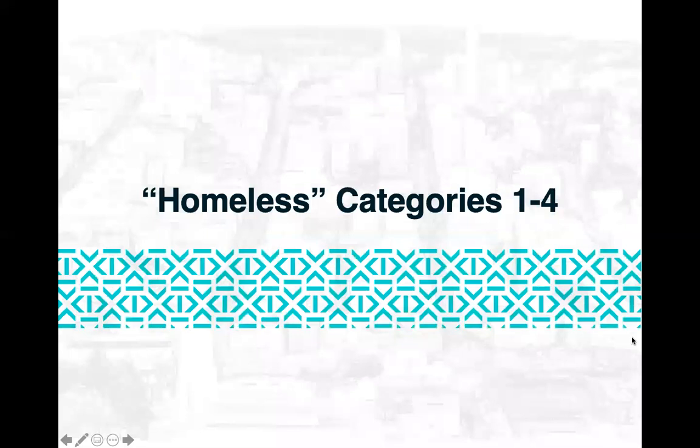Right, starting with HUD's 4 categories of homelessness. So again, not to be confused with the definition of chronic homelessness, which we'll discuss in a moment. I just wanted to note here that there are also other definitions of homelessness that other government programs and agencies use. For example, the McKinney-Vento definition used in schools. But today we're just going to focus on the ones applying to CoC funded programs.